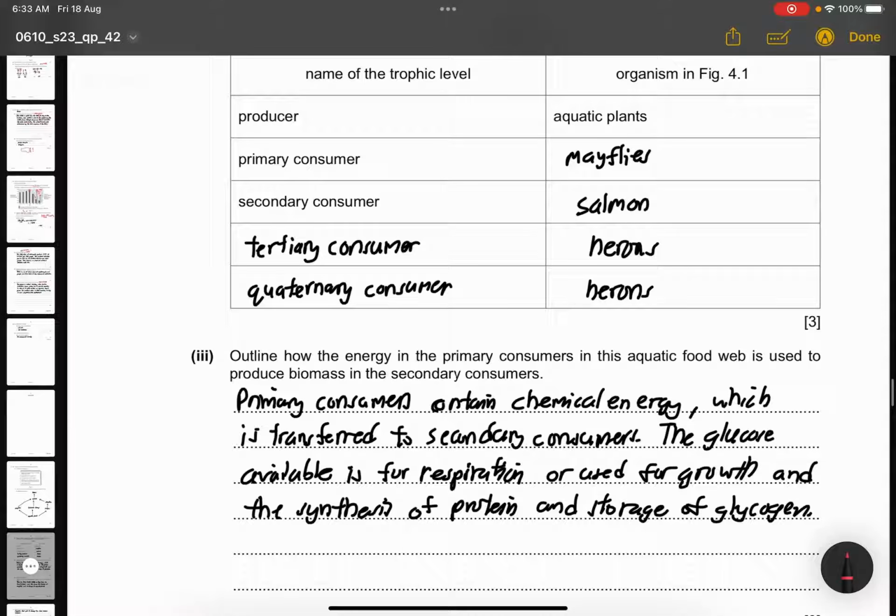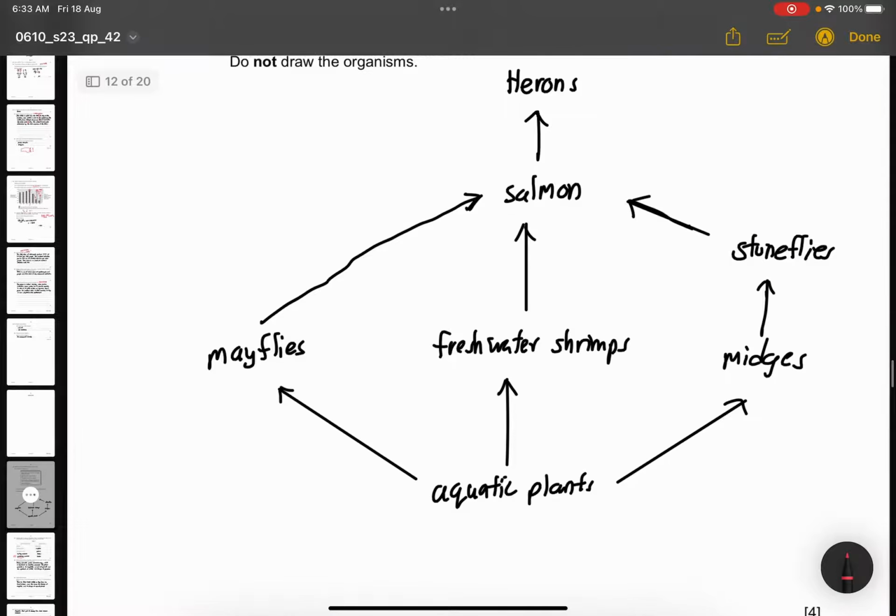Okay, for quaternary, it means like the fourth one. You must remember the word quaternary. Okay, not fourth consumer, quaternary. Remember this. So herons can also be considered as a quaternary consumer because first one, second one, third one, and the fourth one. Okay.